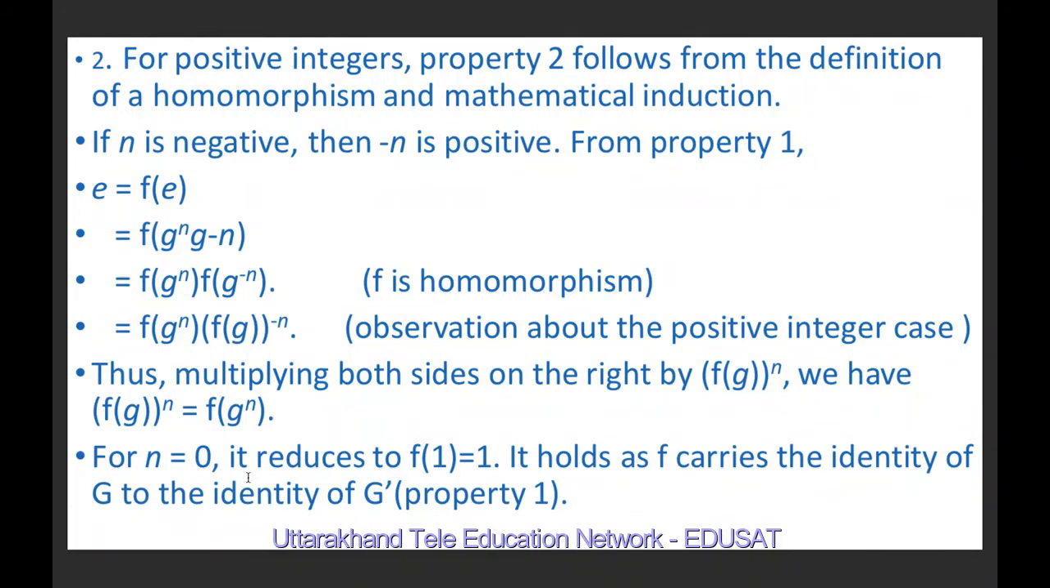For n equal to 0, it reduces to f(g^0), and g^0 means 1. f of g raised to 0 means f of 1. So it reduces to f(1) equal to 1. It holds as f carries the identity element of G to G' by property 1.